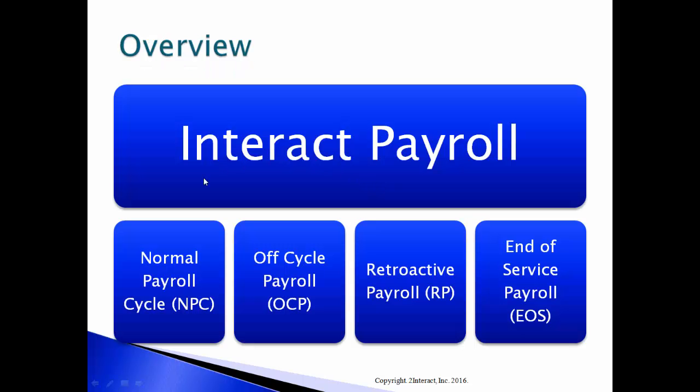Okay, so we've covered these 4 cycles, and you notice in fact there is only one Interact payroll. We ran it all in one single process. We ran a normal pay cycle every month, and it picked up things that happened in off cycle, it picked up things that happened in retro, and in the end it also has the end of service calculations included in it.